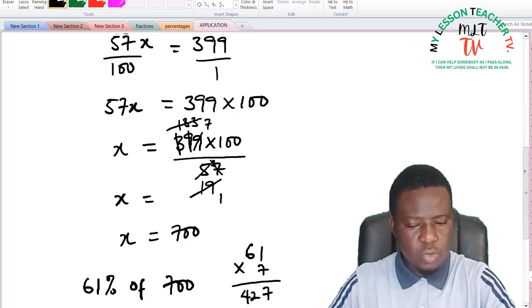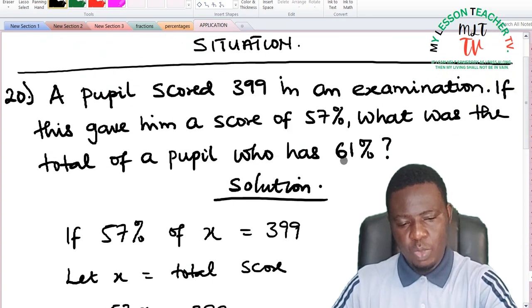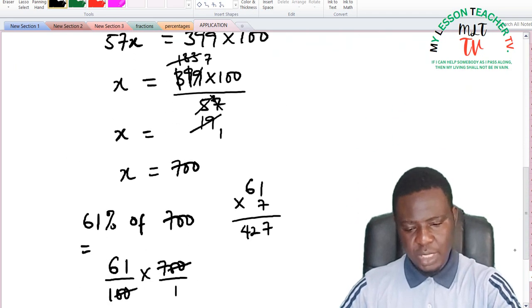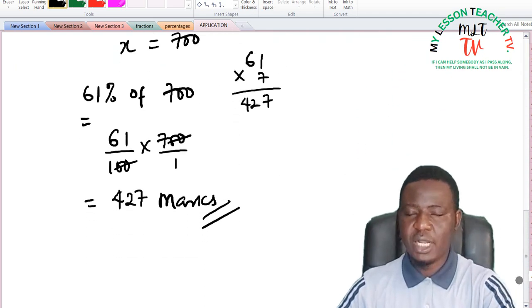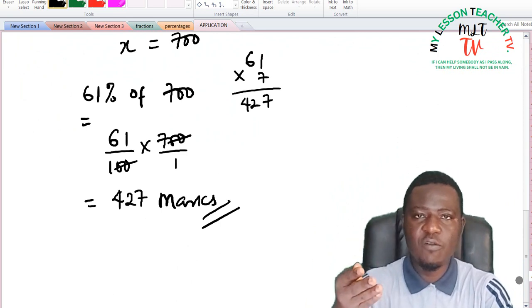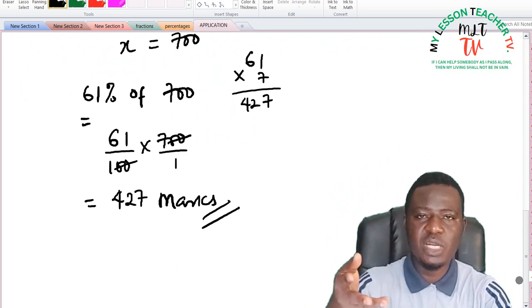So for a child who scored 61%, his total mark will be 427. Does this look confusing to you? Do you understand what I have done?